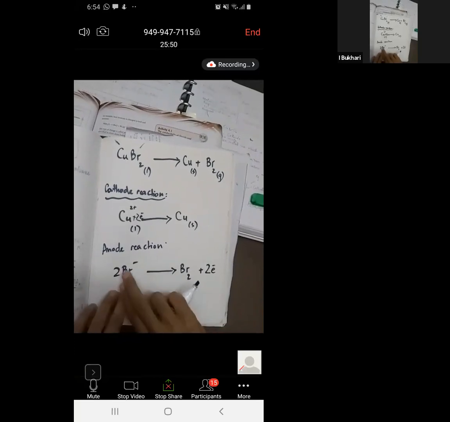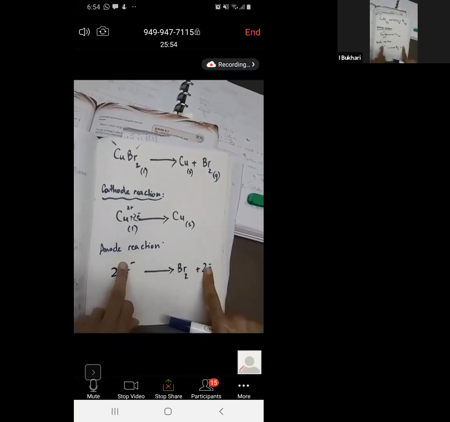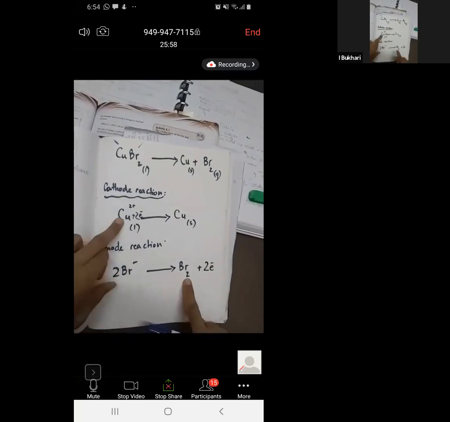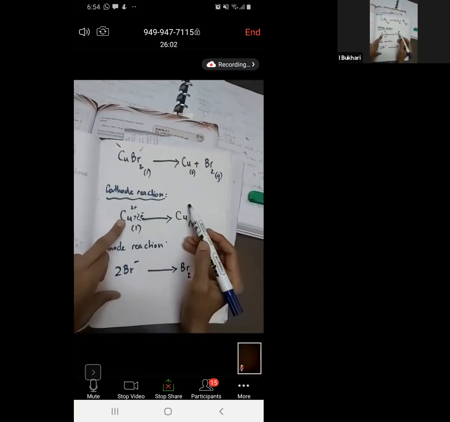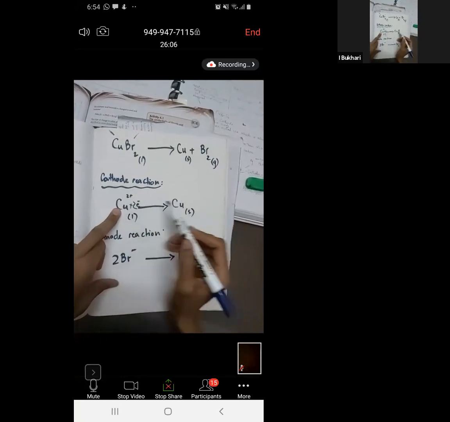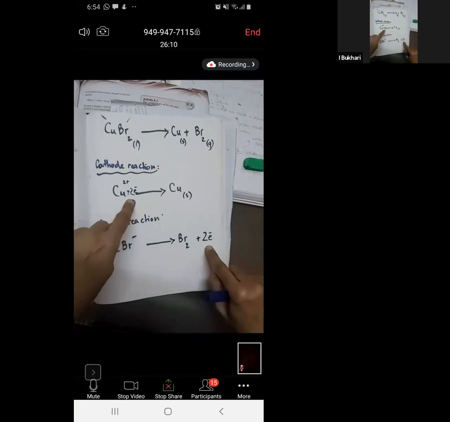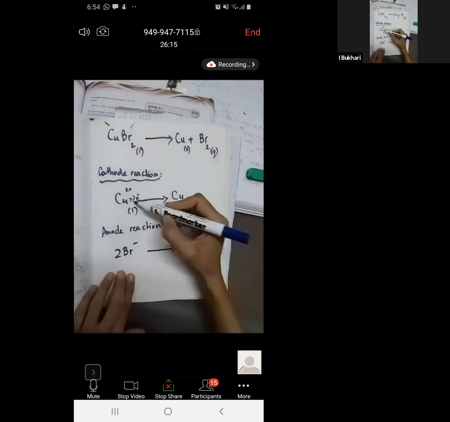You should have the same charge on both sides. 2 minus, 2 minus. So electrically balanced, chemically balanced. Here, 2 plus 2 minus, total 0, 0. So this is electrically and chemically balanced. Do I have 2 electrons on both the equations? Yes. So the 2 electrons got cancelled.